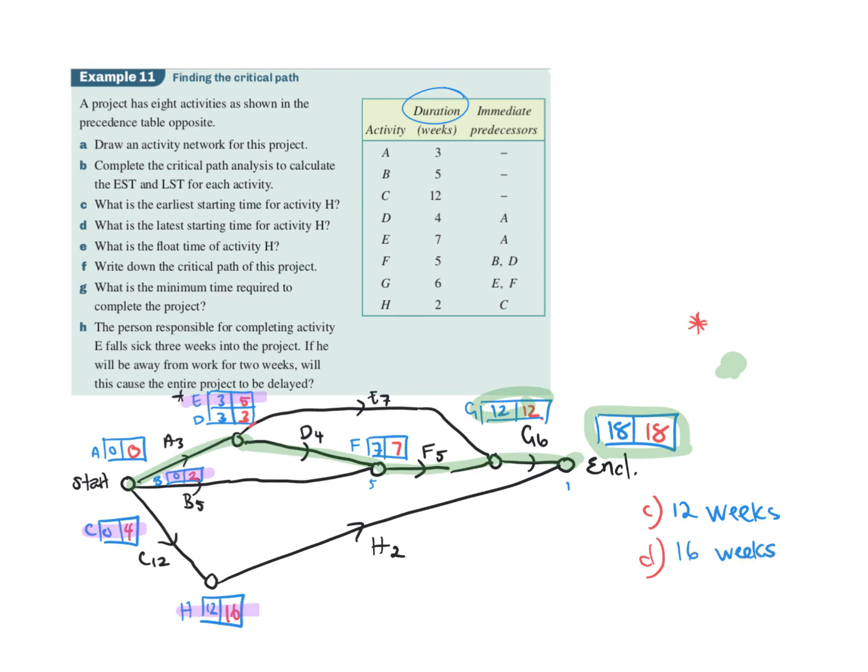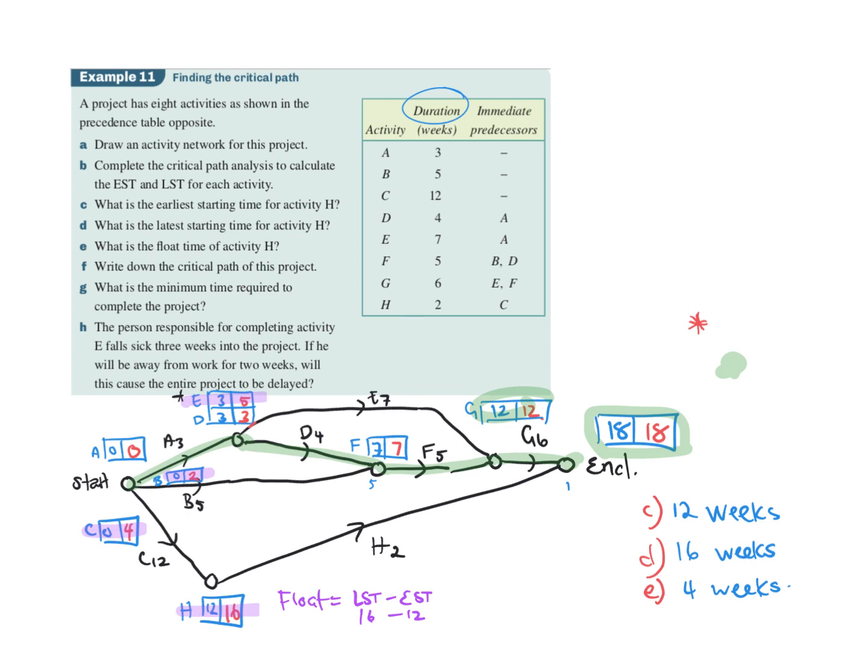Then we look at the next question. What are we up to? E. What is the float time for H? So remember, the float time equals the latest starting time minus earliest starting time. So 16 minus 12. So 4 weeks is the float time for there.